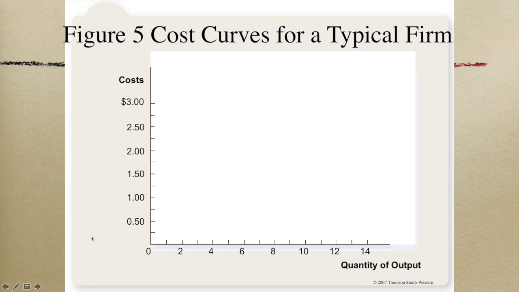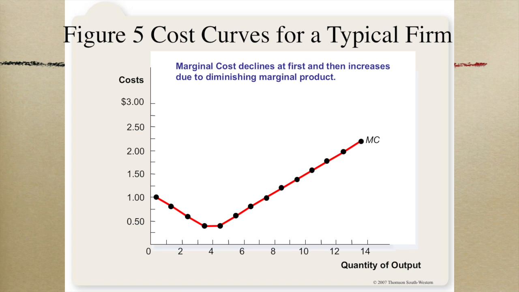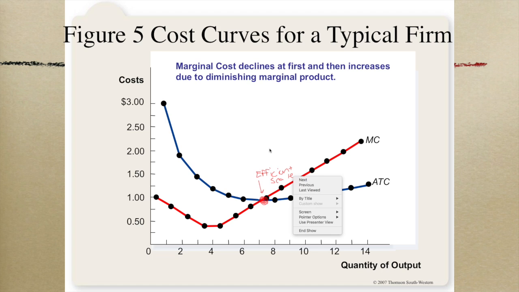So this is what the cost curves are going to look like for the typical firm. Your marginal cost kind of looks like a Nike swoosh. Your average total cost is a horseshoe, and it intersects the marginal cost at this point right here. Okay, this is known as the efficient scale of the firm. Okay, that's the cheapest that the good can be produced.